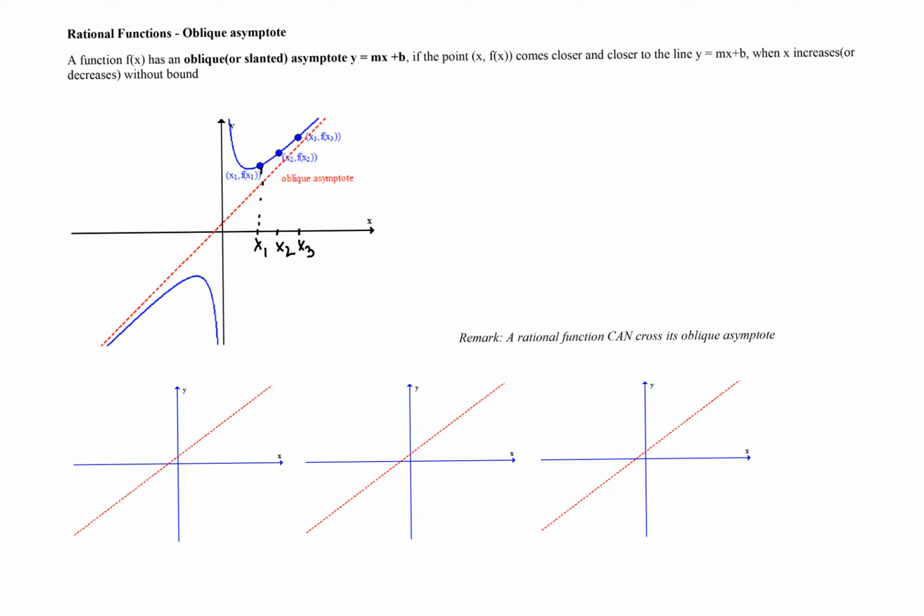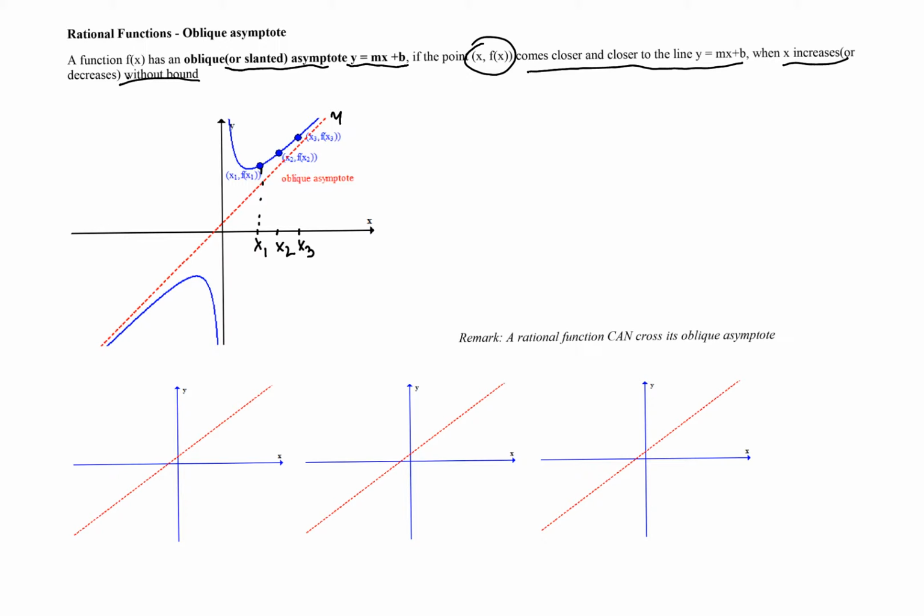An oblique or slanted asymptote for a function f of x is such a line, let's say with the equation mx plus b, that the point x, f of x comes closer and closer to that line when x increases without bound or x decreases without bound. The picture illustrates the relationship between the graph of the function in blue and oblique asymptote in red.